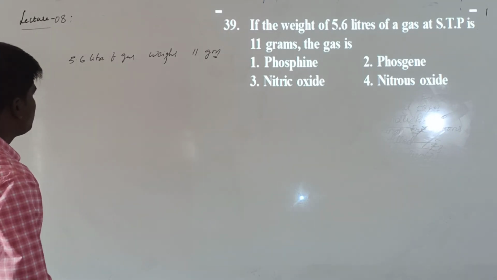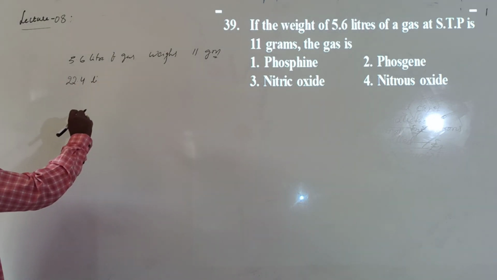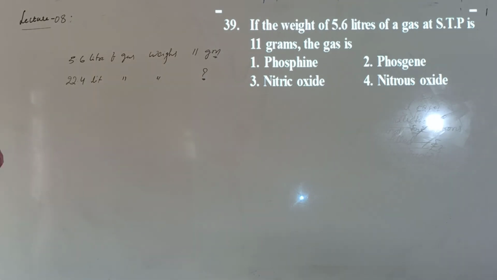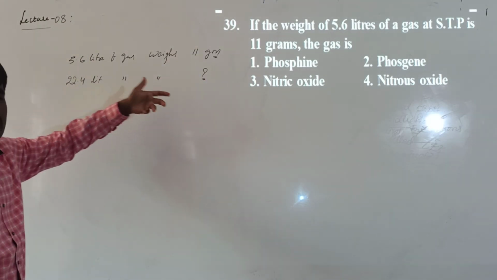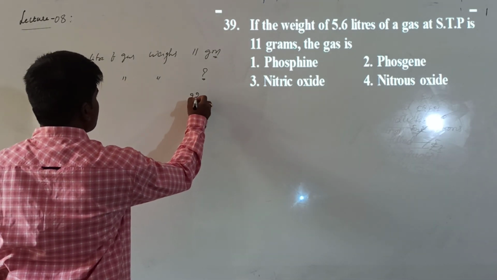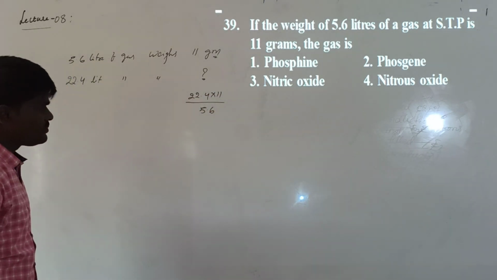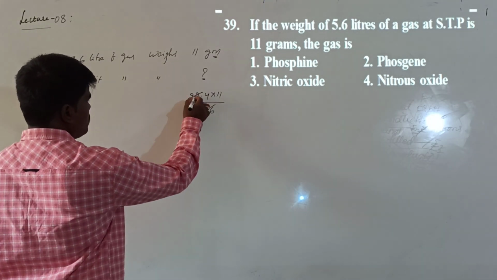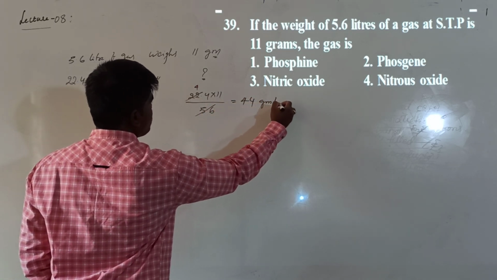What is meant by molar mass? How much do 22.4 liters of the gas weigh? We have to calculate. If 5.6 liters of the gas weighs 11 grams, then what about 22.4 liters of the gas? This is 1 mole of gas. So how much does it come to? It comes to 22.4 times 11 upon 5.6. Right? How many times does it come? 4 times. That means it comes to 44 grams per mole.